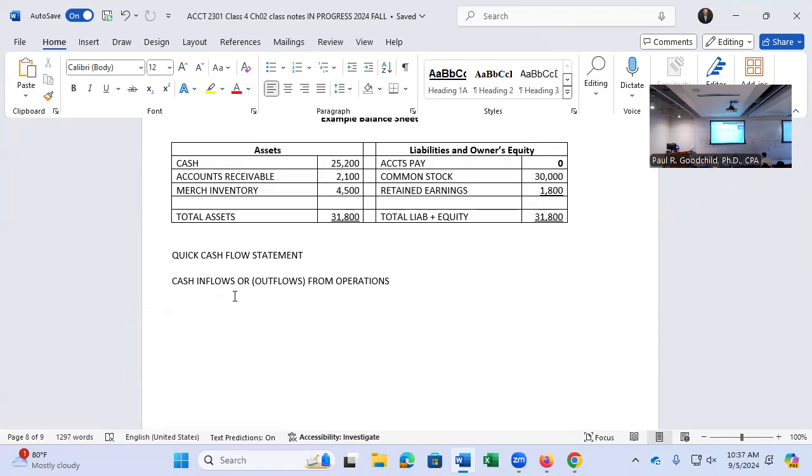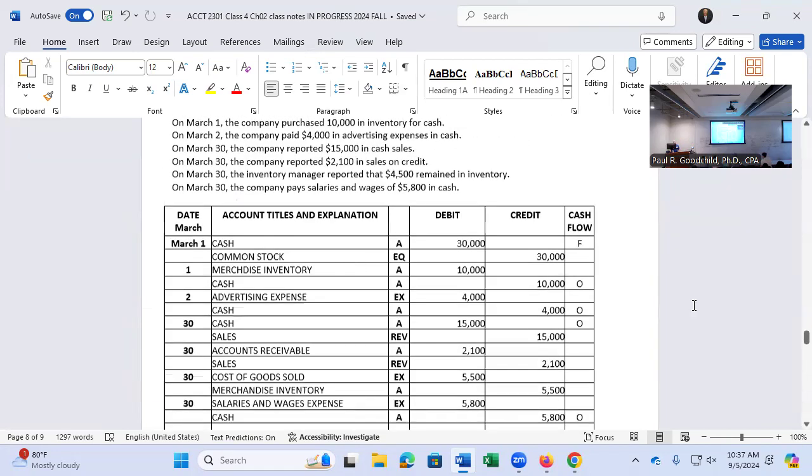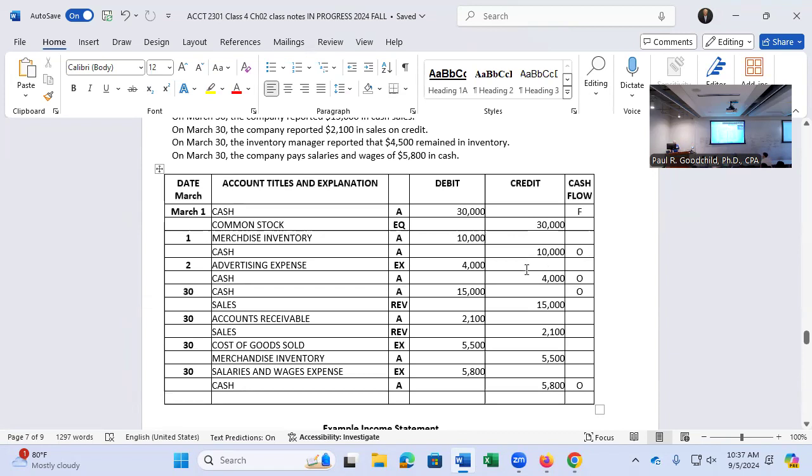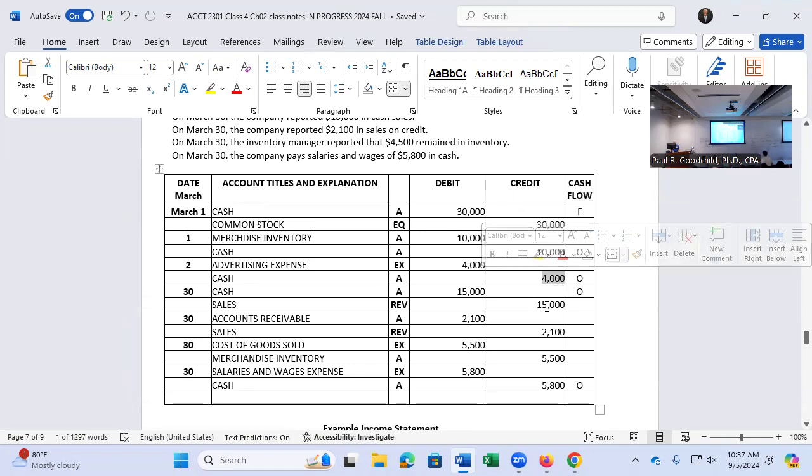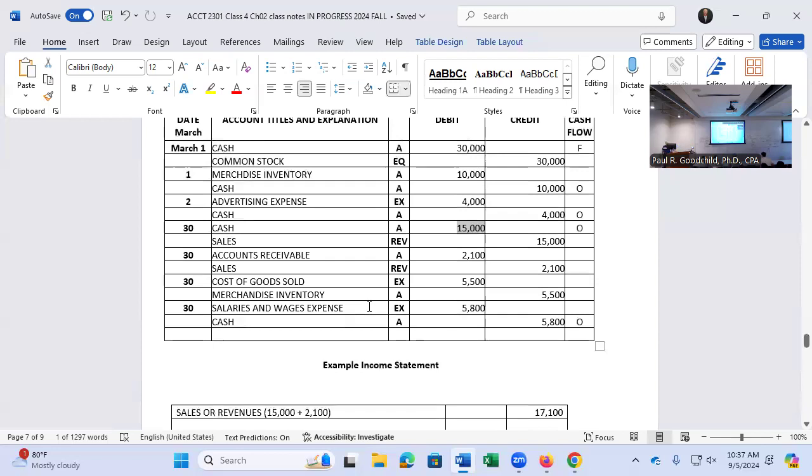So if we go back and we look at the ones with O's for operating, we see we had 10,000 in outflows, 4,000 in outflows. We got 15 in inflows and 5,800 in outflows. So $15,000 in minus 10,000 minus 4,000 minus 5,800.